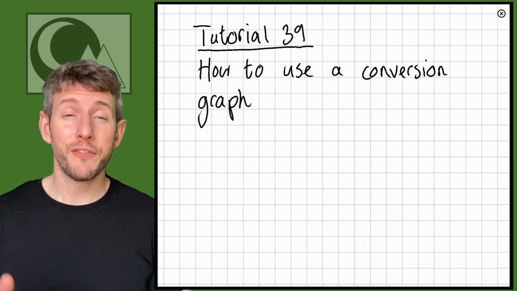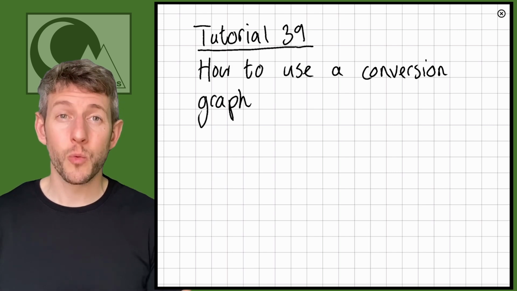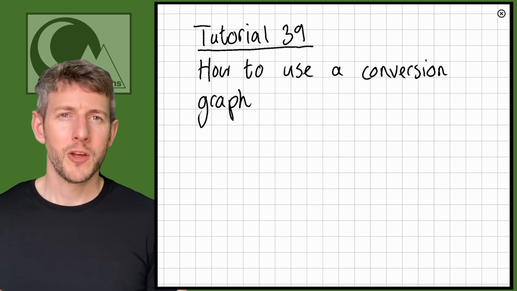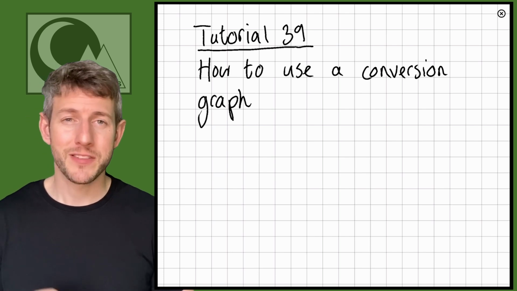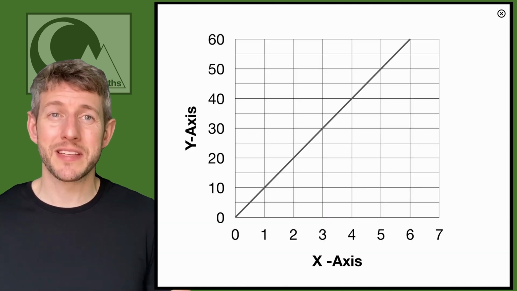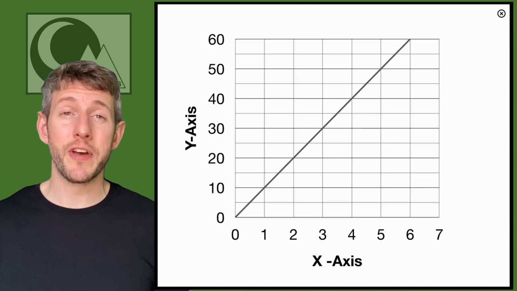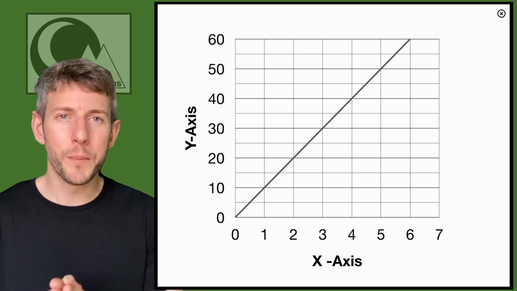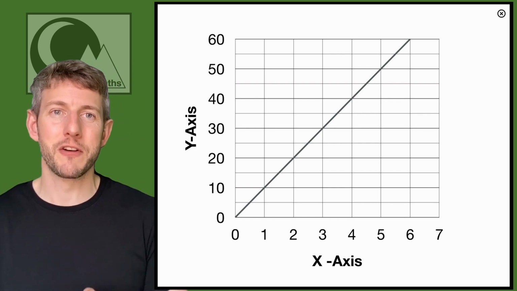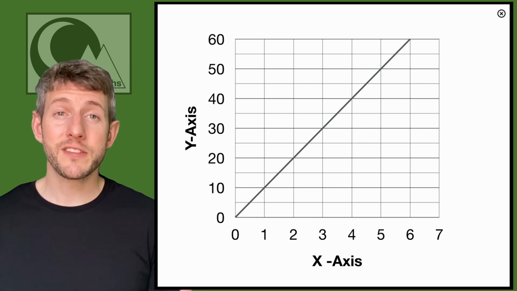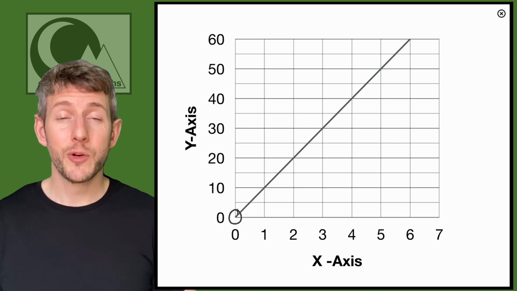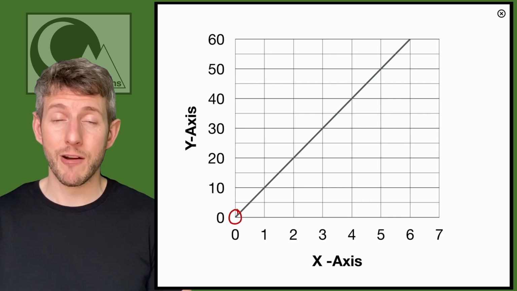Okay, so a conversion graph is something that we use when we want to move between two different things. The best way to understand them is actually to dive in and have a look at one. So on the board, you're going to see that I've got a conversion graph here, and you can see that it's a straight line, and you can also see that it goes through the point (0, 0).